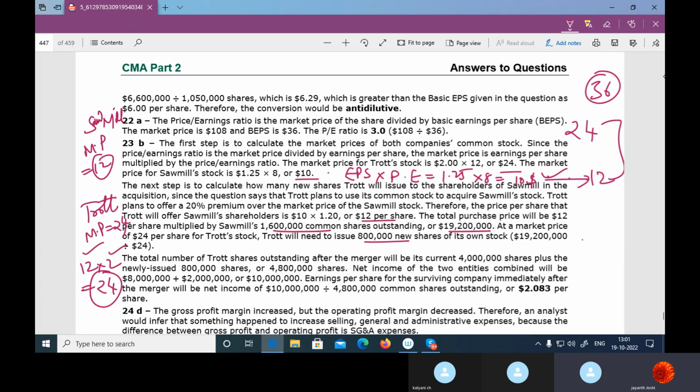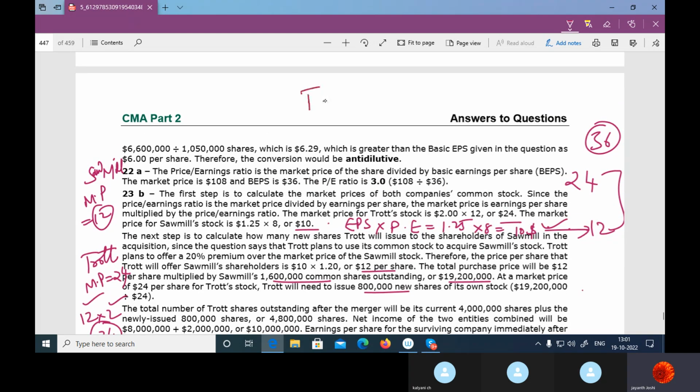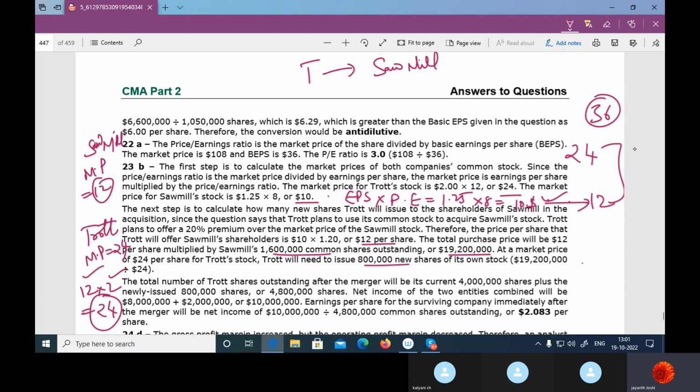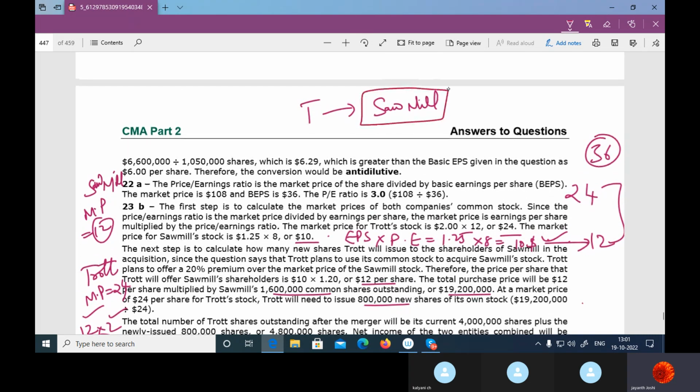Now, who is buying whom? Trot is buying sawmill. So if Trot has to buy sawmill, they are buying sawmill at some premium amount, correct? They are paying more price to them. That we have already captured. So if Trot wants to buy the sawmill company, Trot has to buy sawmill stock, correct? Or they have to buy the sawmill company. So what is the value of the sawmill company?